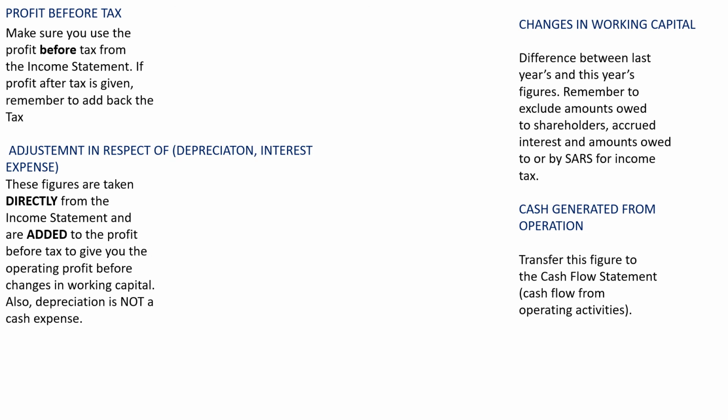Now grade 12s, it's important to say cash inflow or cash outflow. Those words are important because it tells the marker that you know what an outflow is and you know what an inflow is. Okay, so if your cash generated from operations is negative, then you say cash outflow from operating activities. But if it's positive, then you say cash inflows from operating activities.